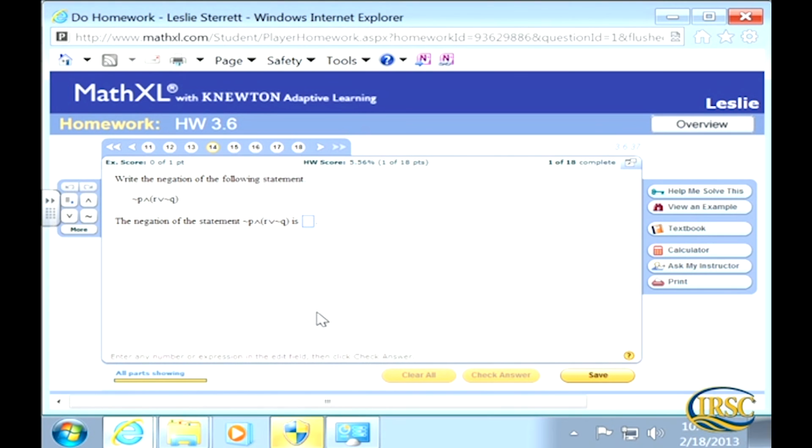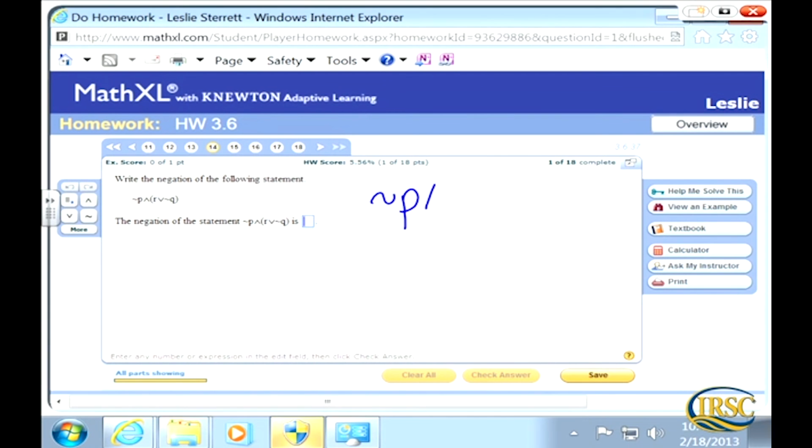Okay, I want you to write the negation of the following statement. So here's the original statement. And I want you to write the negation of this. Well, symbolically, the easiest way to write the negation would be to put parentheses around it and put a negation symbol in front of it. That's the easiest way to write the negation of something. But what they want you to do is write it as simplified as possible with the least amount of grouping symbols that you need. So notice that inside I have an and statement.